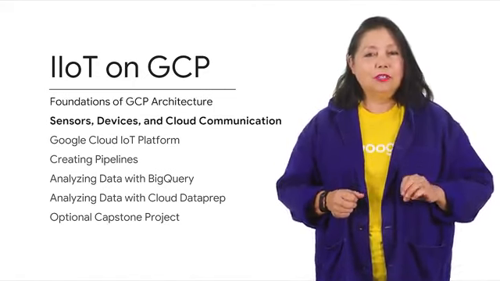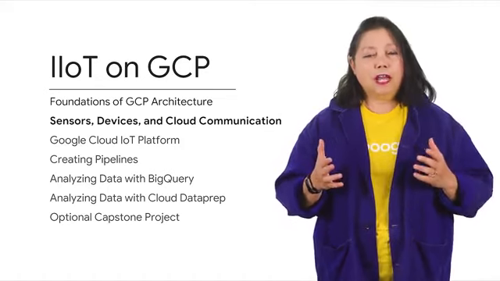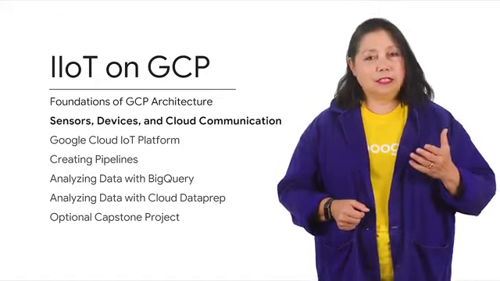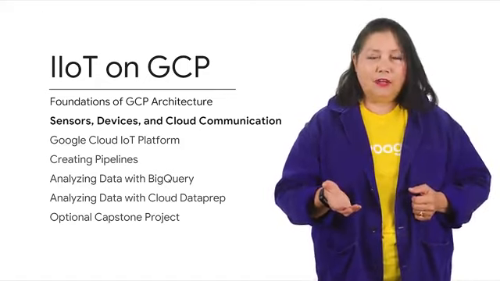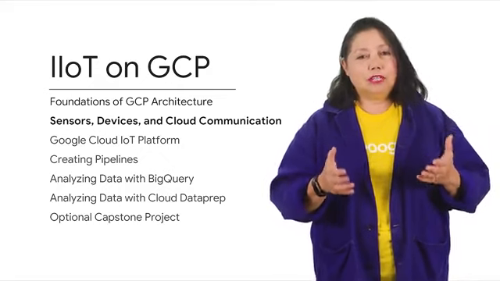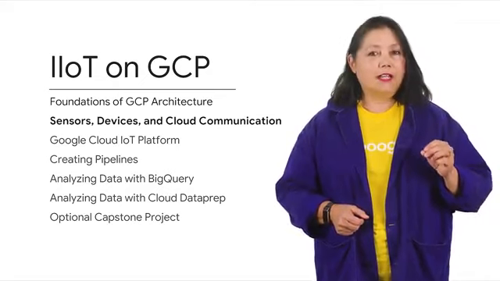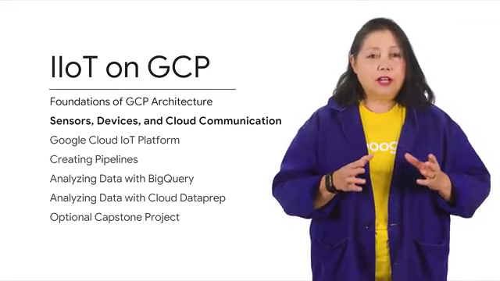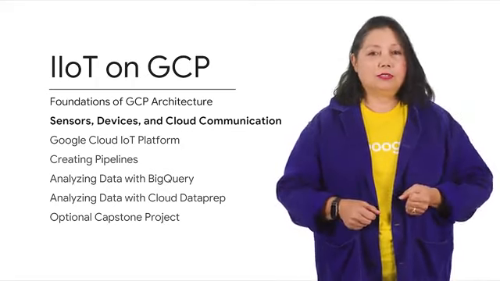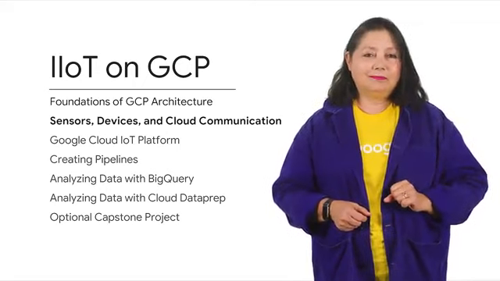The second module, Sensors, Devices, and Cloud Communication, is an overview of the types of sensors available for IoT. The module covers how to select a sensor, how to select a device, the role of devices, and standard IoT communication protocols. Since the focus of the course is on the cloud side of IoT, things that are not on the cloud, like actual sensors and devices, are not used in this course. Instead, the labs use simulated devices and data.